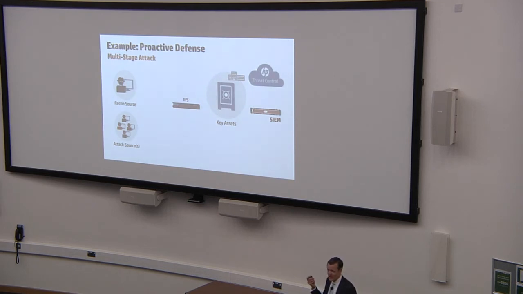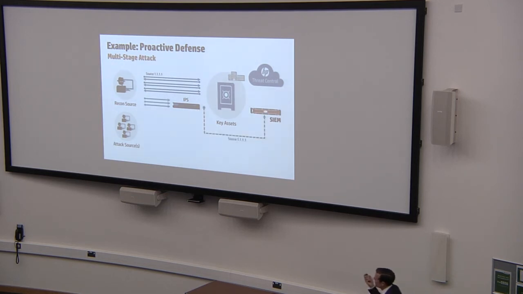Imagine a world where you're a part of one of these sharing communities. Then, when an organization sees that initial reconnaissance, not only do they put a protection in place against that, they also query this community and say, hey, what do you know about reconnaissance from 1.1.1.1? The community can then respond with a correlation between that and the resulting attack IPs.